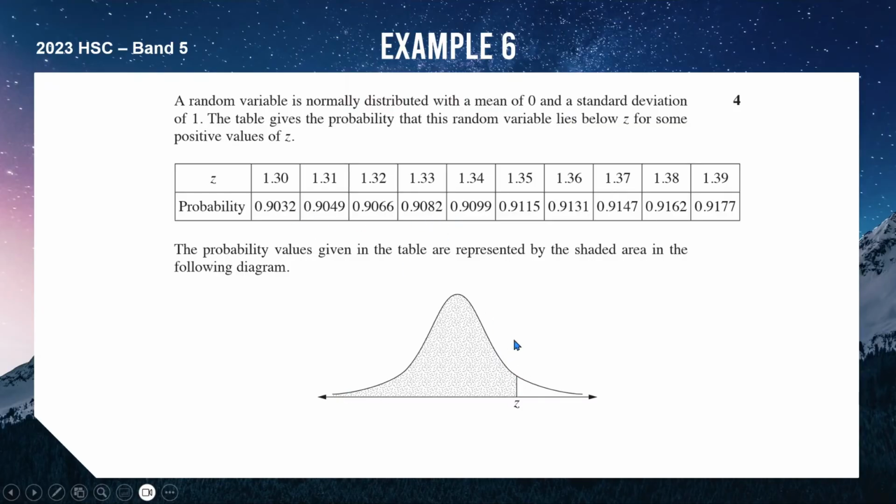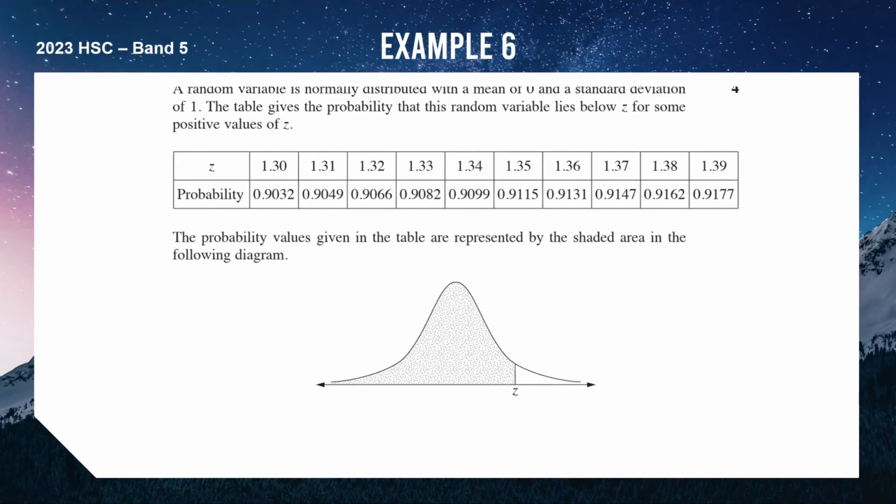Like for example, if this z-score right here was at 1.3, this shaded area would be 0.9032, which is equivalent to 90.32%. Okay? So all this question is trying to confuse you with is that the percentage up to a certain z-score is given in the table, okay? Now we know that, we can try and actually answer the question.